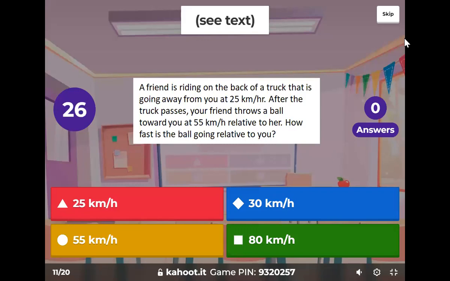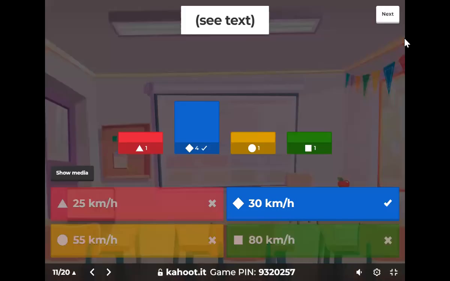A friend riding on the back of a truck. Okay, this is the Newtonian question. Riding on the back of a truck, going away from you at 25 kilometers an hour. The truck passes. The friend throws the ball back towards you at 55 kilometers an hour. Say you catch this ball. How fast is the ball going when you catch it? The truck's headed to the right at 25. He throws the ball back to the left at 55. Yeah, 30. There you go. 30 kilometers an hour.